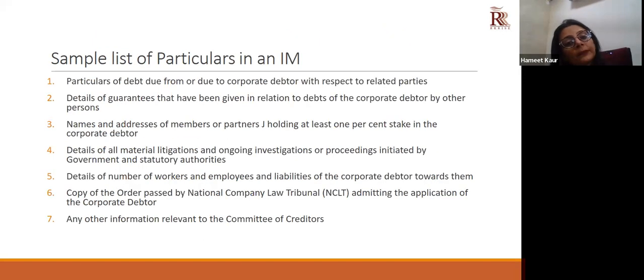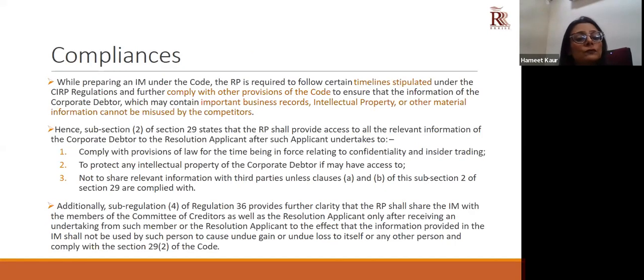List of creditors, sample list of particulars continued: particulars of debt due from or to the CD with respect to the related parties, details of guarantees that have been given. This is more or less covered in regulation 36 sub-regulation 2 only. Now that regulation 36 sub-regulation 2 has been amended so much, this sample list of 2018 is no longer useful. So one glance through the compliances that are required for preparation we have seen.